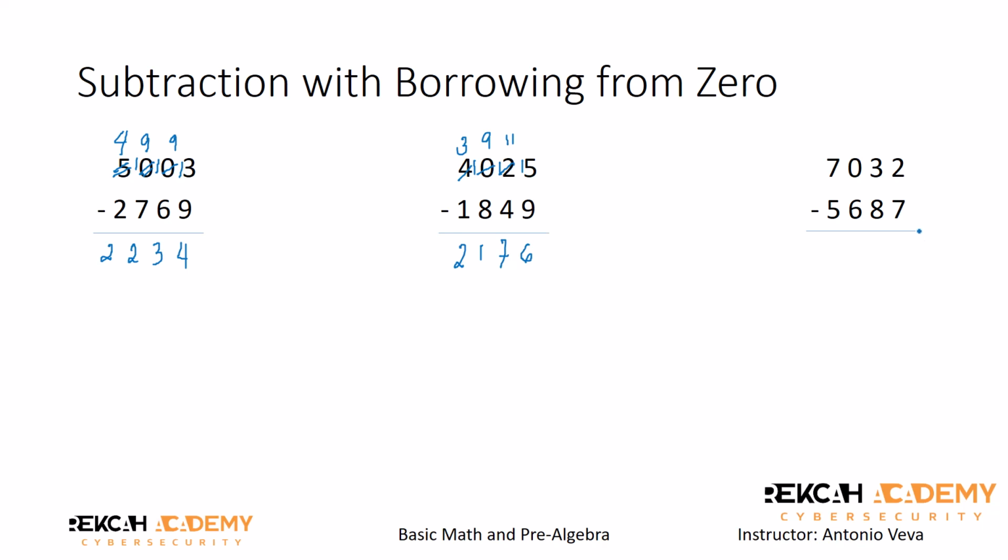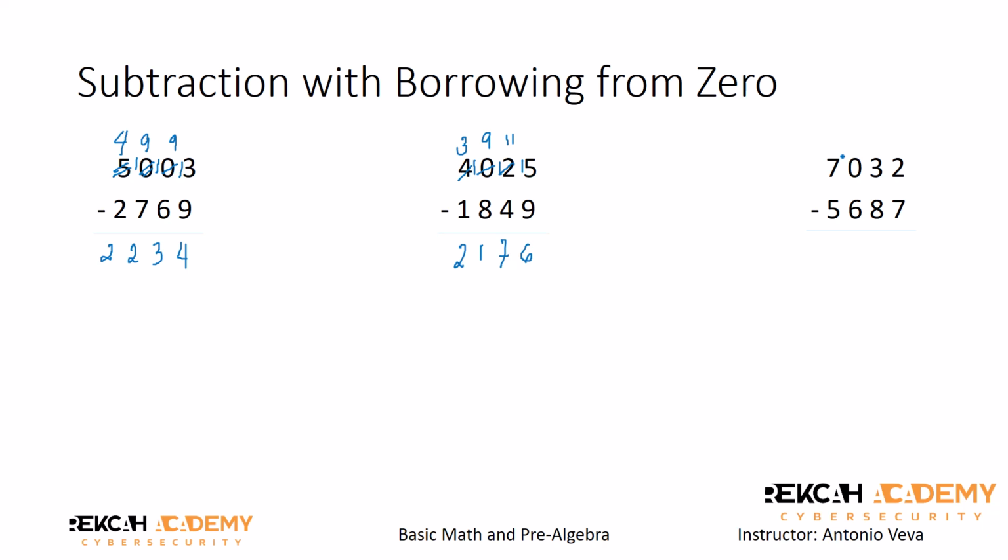And the last is 7032 minus 5687. The same thing. We have a 0 in the third column. So what we're going to do is fix that. In the ones column, we're going to take away 7 from 2, and the number above is smaller than the number at the bottom. So we have 3 minus 8. We cannot do that. And of course, 6, we're going to take away 6 from 0, from nothing.